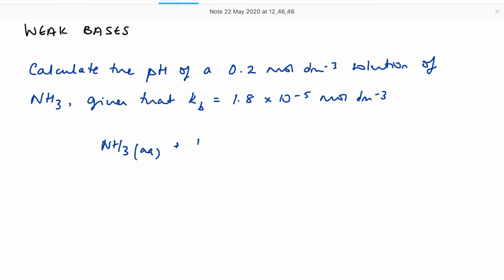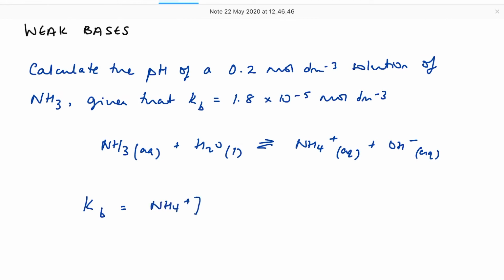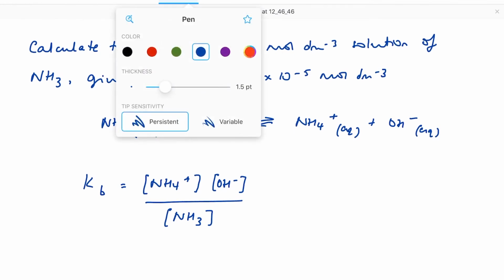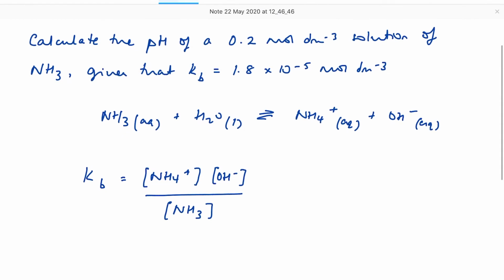So our basic expression, we have ammonia reacting with water to form ammonium ions in solution and hydroxide ions in solution. We know that our basicity constant Kb is equal to products over reactants, so NH4+ times OH- over NH3. We're going to work on exactly the same assumptions as we did for a weak acid.